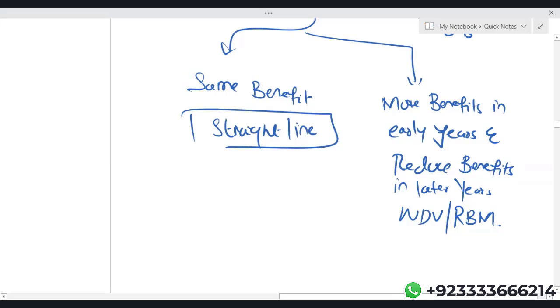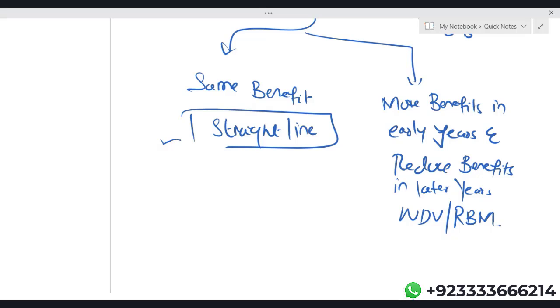Example, let's talk about the building which is being used where we are carrying out normal business operations. Let's say from the building we are getting more or less the same benefit, so go for straight line. But when it comes to the plant and machinery which we are using in the production process, normally when plant and machinery are new, their efficiency is high and you will get more economic benefits, but with the passage of time, you will get reduced benefits. So for plant and machinery, the reducing balance method is more suitable.